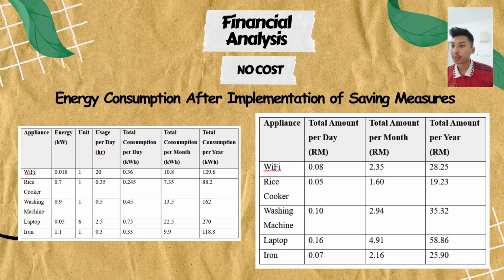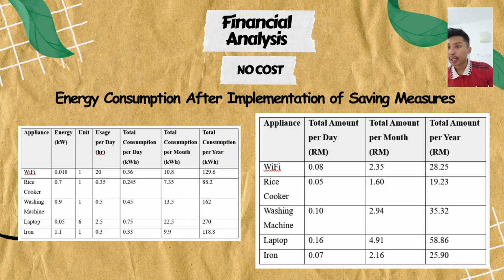Okay, here as we can see, the first change is to the Wi-Fi. We have reduced it to just 20 hours per day instead of leaving it on for 24 hours, 7 days a week. This totals up to 28 ringgit 25 cents of consumption per year.